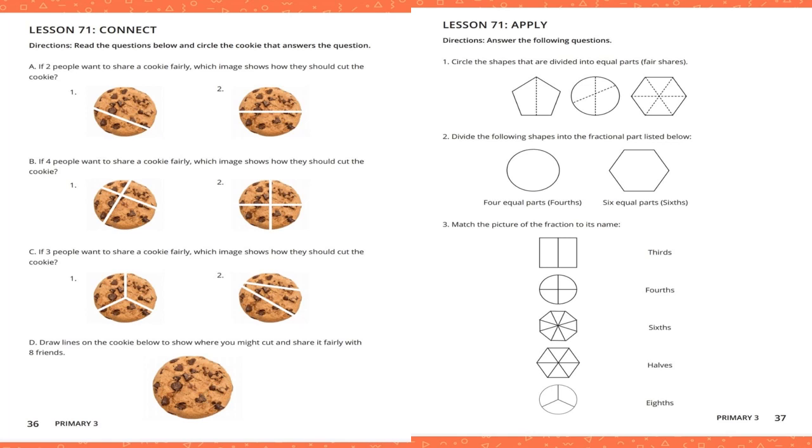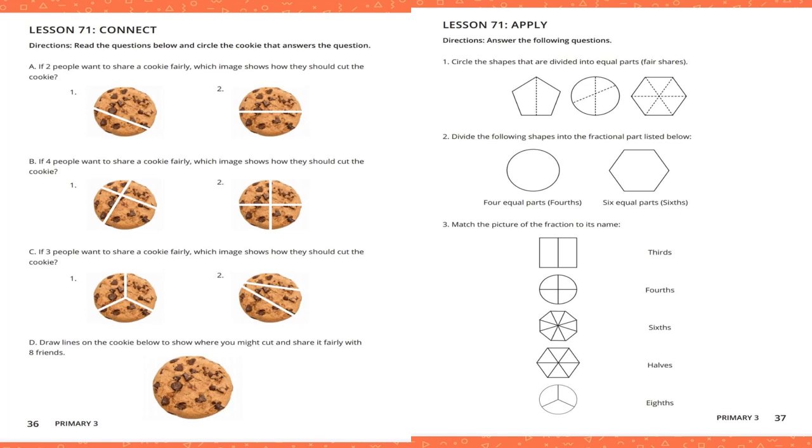Let's solve in our math book. Lesson 71, the connect part. Read the questions below and circle the cookie that answers the question. Question A. If two people want to share a cookie fairly, fairly means equally. Which image shows how they should cut the cookie?